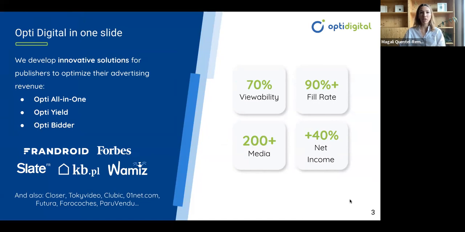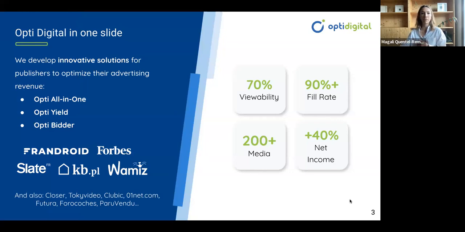So in one slide, Opti Digital is an ad tech. We develop innovative solutions for media publishers exclusively. We started offering an all-in-one integrated solution for mid-market publishers. And last spring 2021, we started to develop a new module called Opti Yield, targeting tier 1 publishers and sales houses to automatically manage floor prices. And in early 2023, we will also release a pre-bid adapter called Opti Bidder. Today we help more than 200 media, mostly in Europe, to increase their revenue.